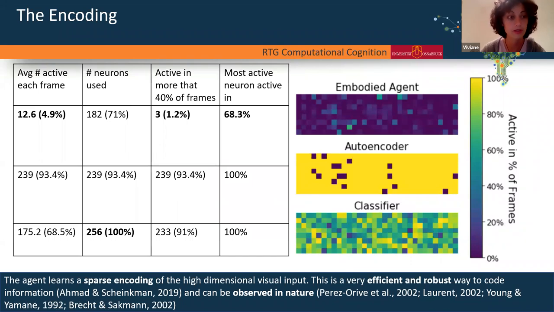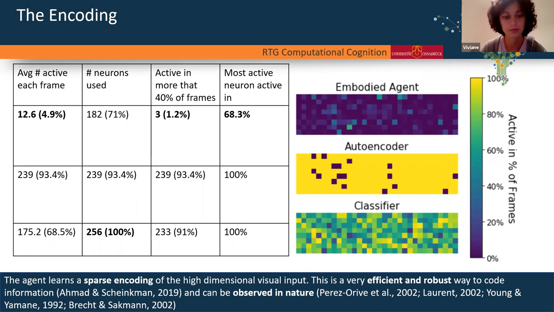Just for quantifying it a bit: the embodied agent has on average 12 active neurons in each frame. That's about 5%, while the autoencoder has about 93% active in each frame, and the classifier 68%. In the agent, there are only three neurons that are active in more than 40% of the frames, and the most active neuron is active in 68% of the frames. So if you look at all these numbers together, in every frame there are very few neurons active, but overall a lot of the neurons are used in general, with distributed unique patterns for the different visual inputs.